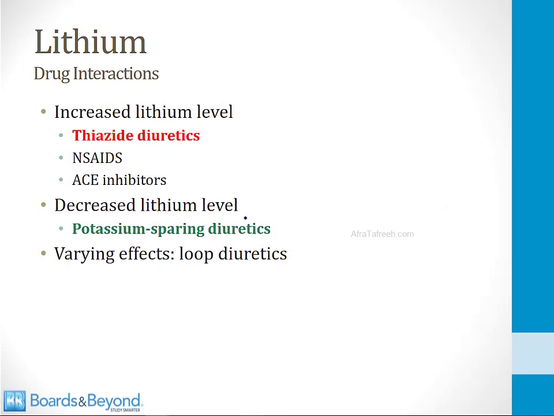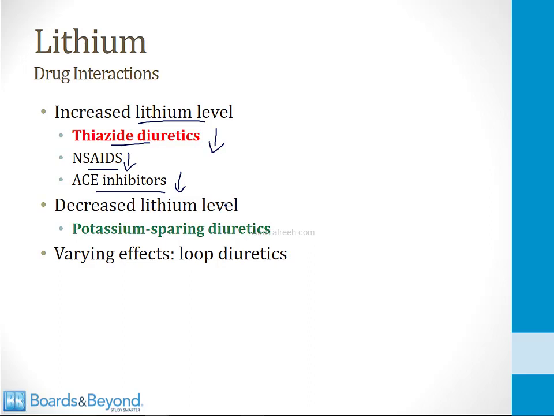Lithium has a number of drug interactions, and these are all very easy to remember if you just remember that lithium is renally excreted, because all of these groups of drugs affect the kidneys. So drug classes that increase the lithium level and raise the risk for toxicity include thiazide diuretics, NSAIDs, and ACE inhibitors. And you should know if you've watched the renal videos that all of these groups of drugs affect the kidneys. So thiazide diuretics can decrease the GFR, NSAIDs can decrease renal perfusion, and ACE inhibitors can decrease the GFR. So it makes sense that all of these will lead to less lithium going out in the urine and a higher lithium level.